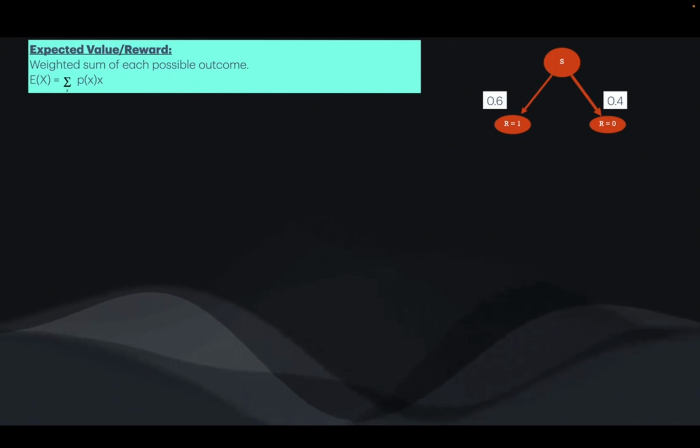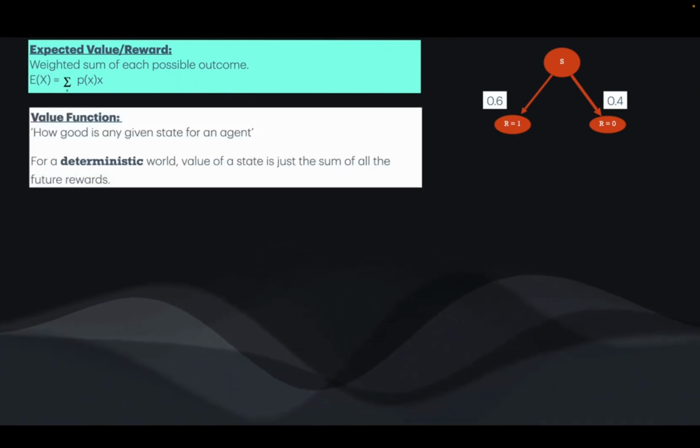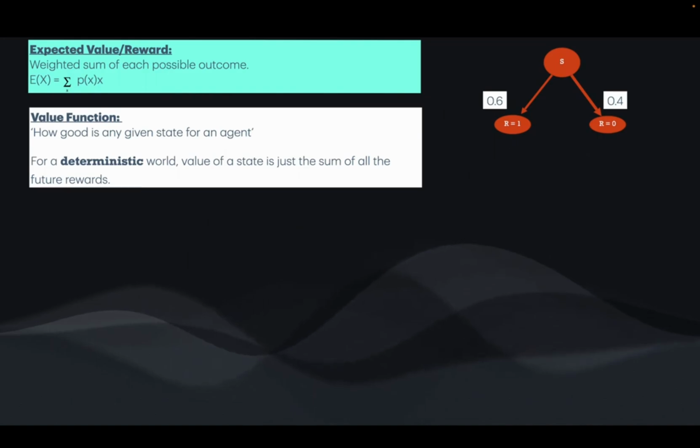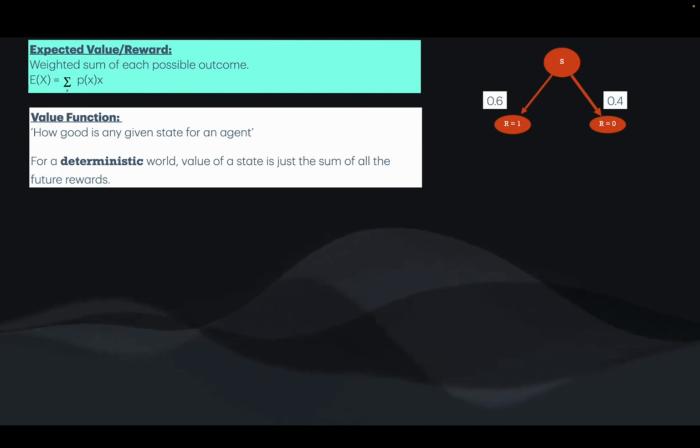So the expected value or the reward for being in state s is equal to 0.6, right? Then we have this concept of the value function, which tells you how good any given state is for an agent. For a deterministic world, where there is no randomness in the environment, the action you desire to take, you will always be able to take that action. That is a deterministic world, right?